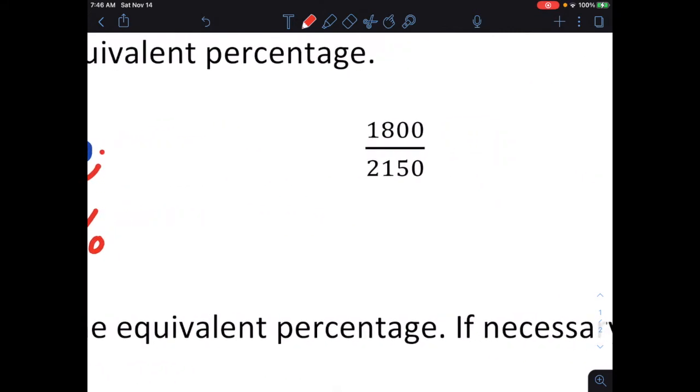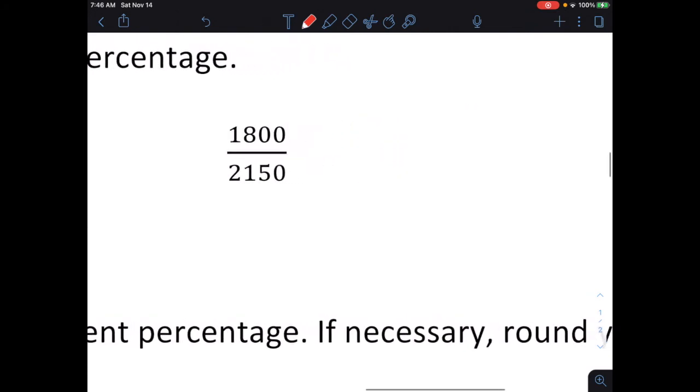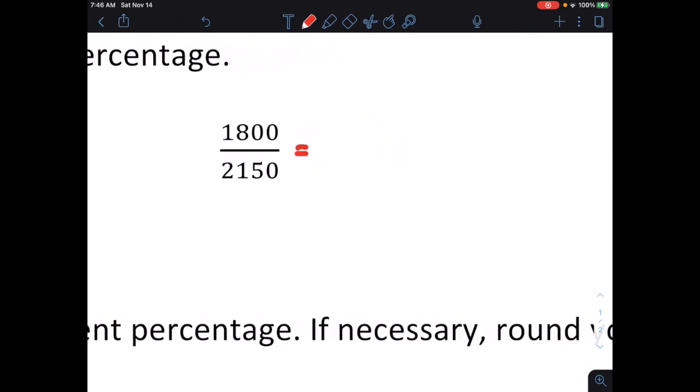Don't let the big numbers scare you. Calculator can handle it. You might be able to do it too. 1,800 divided by 2,150. Oh boy, let's move this over. This one ends up being kind of a crazy number: 0.837209, and then it just keeps going.